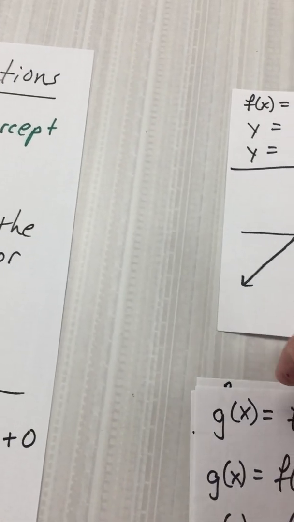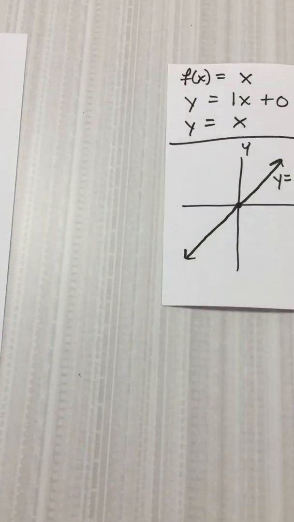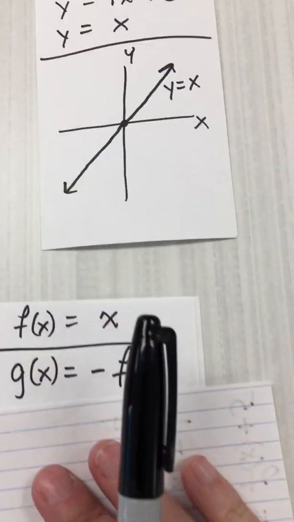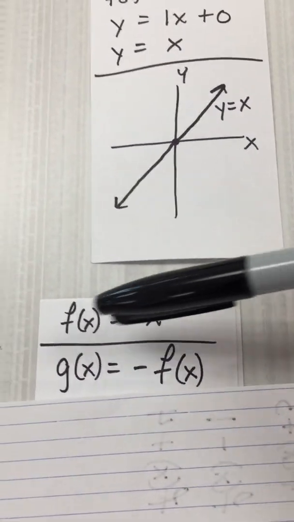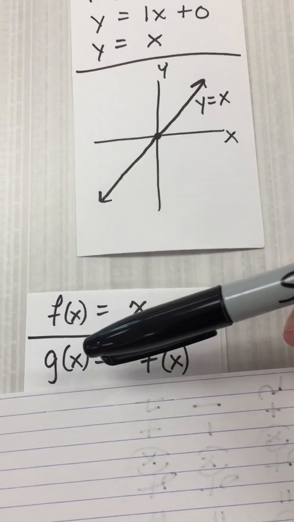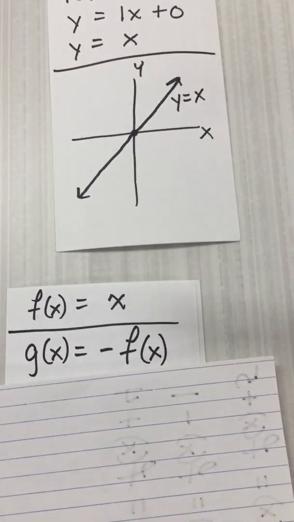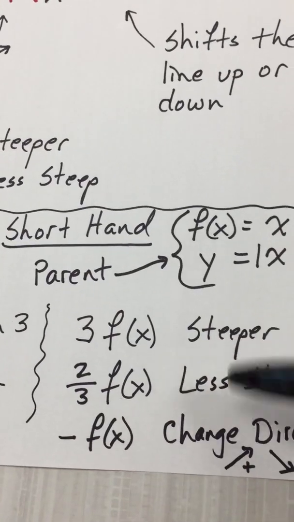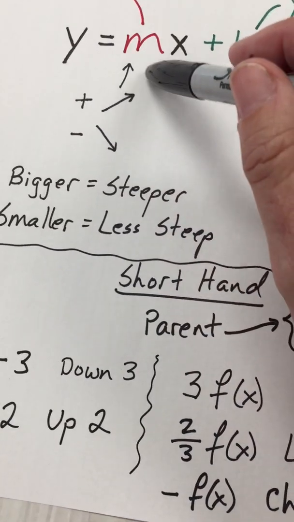The next set. Flip this over. Okay, the next step. Again, I wrote the f of x up here, the parent function, so you can see it. G of x is the new one. They're taking f of x and multiplying it by a negative number. Remember, if you're multiplying in front, this is going to change my slope number, okay? This is going to change the m number.